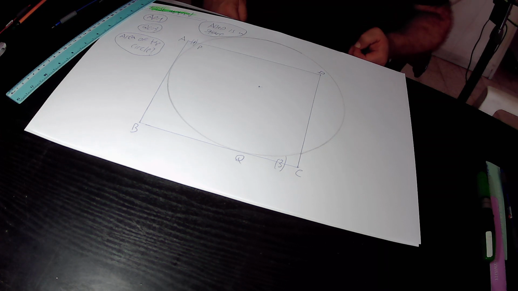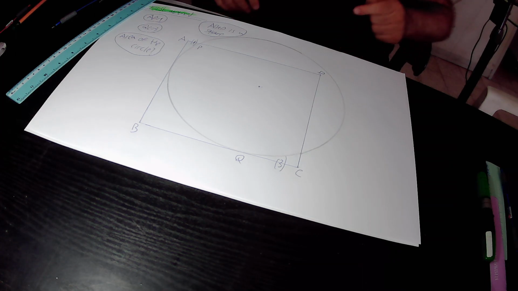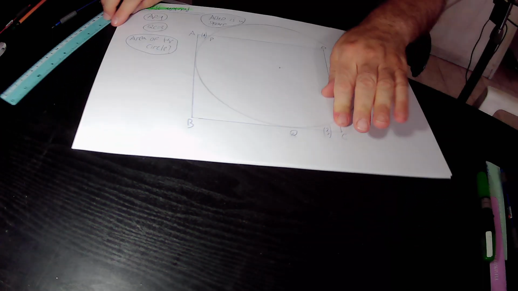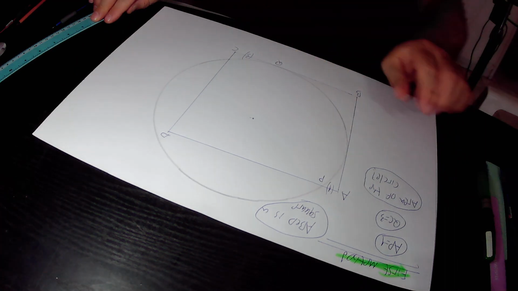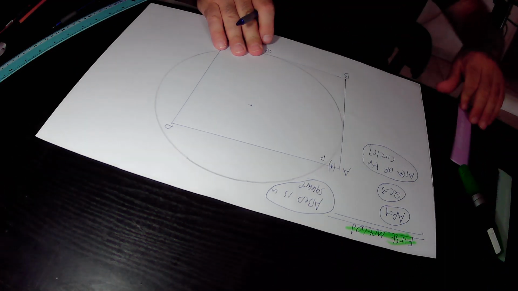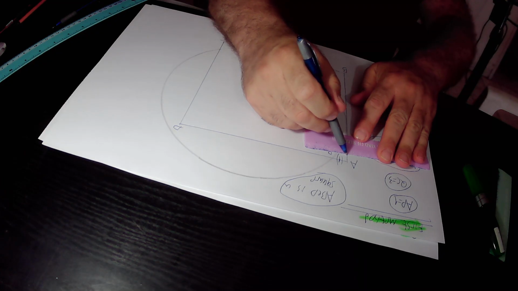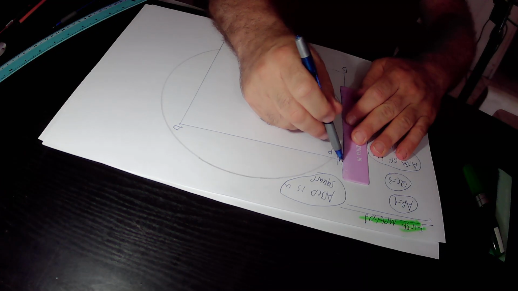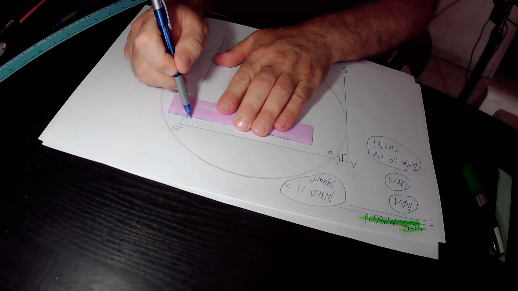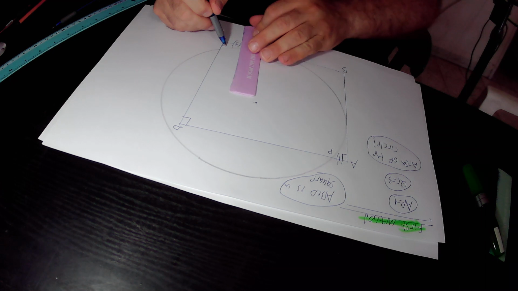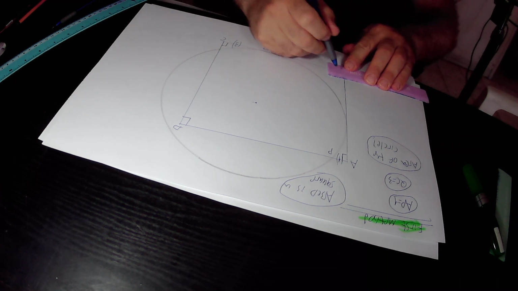So we'll start with the first method. And first of all, we know that all the angles inside the square are right angles. So those four angles, they are all right angles. So this is a right angle. This is also a right angle. This is a right angle. And this is a right angle.